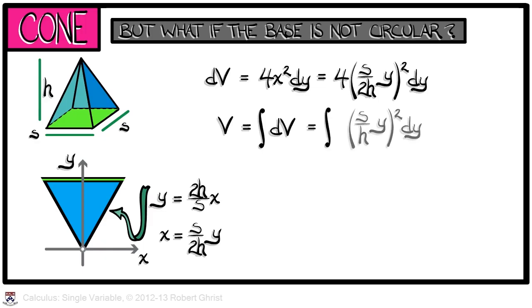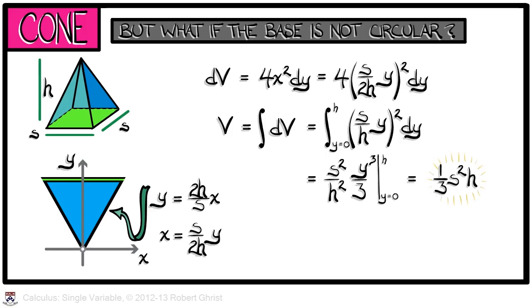Integrating that to obtain the volume leads to the integral of s squared over h squared times y squared dy, as y goes from 0 to h. Pulling out the constants, we are left with the integral of y squared dy, yielding y cubed over 3. Evaluating from 0 to h and multiplying by those constants out in front leads to 1/3 s squared h. You may sense a pattern here. In both cases, it was 1/3 the area of the base times the height.